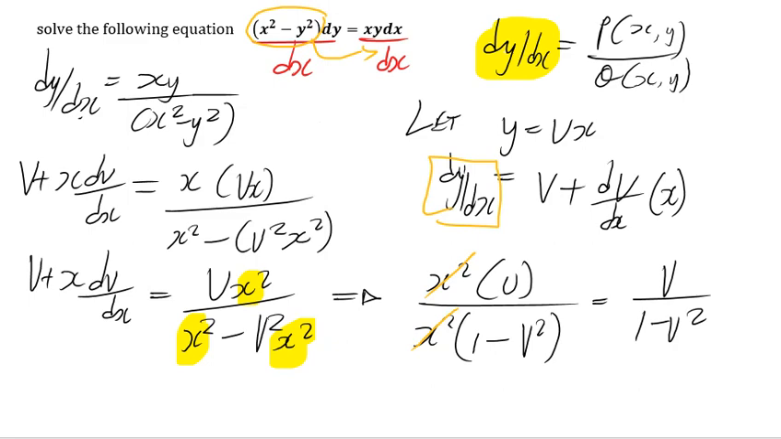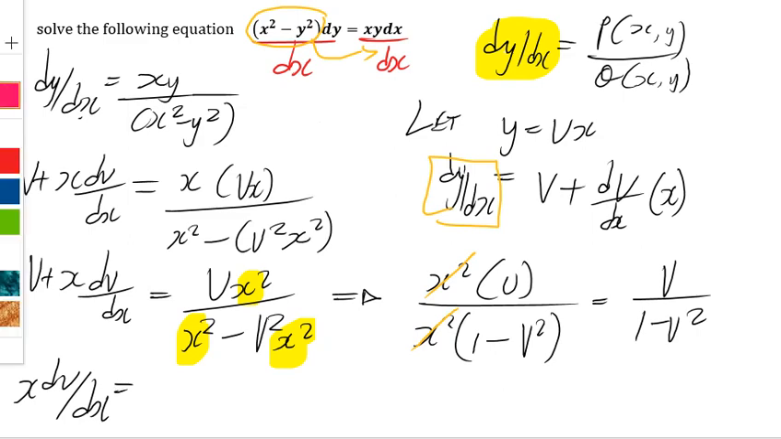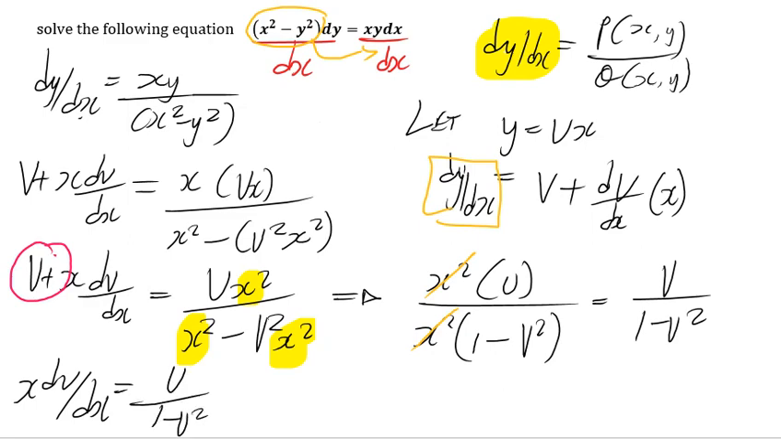Okay, so let's move to the next step. The next step is to say x dv over dx, and then you take this v to the other side of the equation. So you're going to have v over 1 minus v squared minus v. And then let's solve the right hand side. So the equation that I'm solving now is this one.